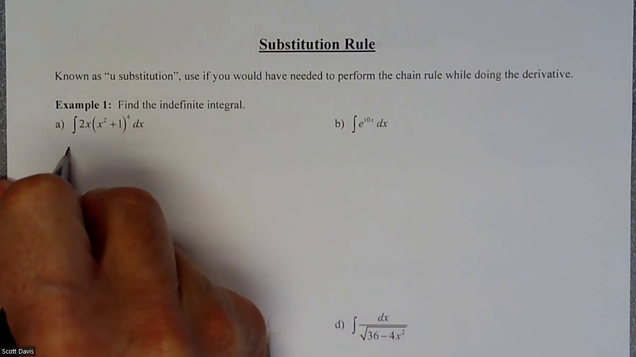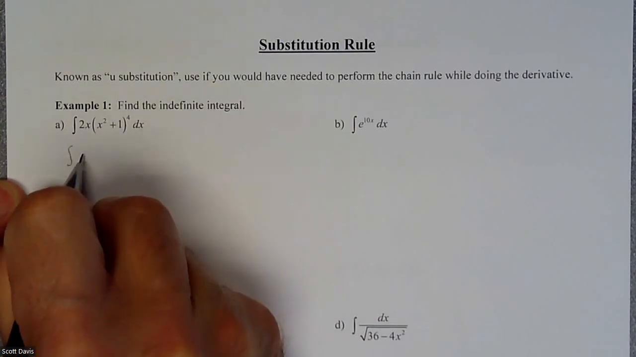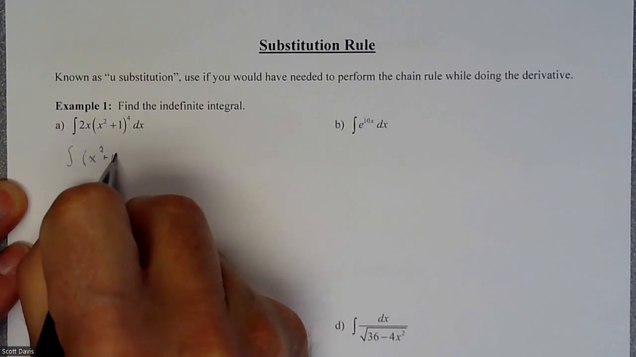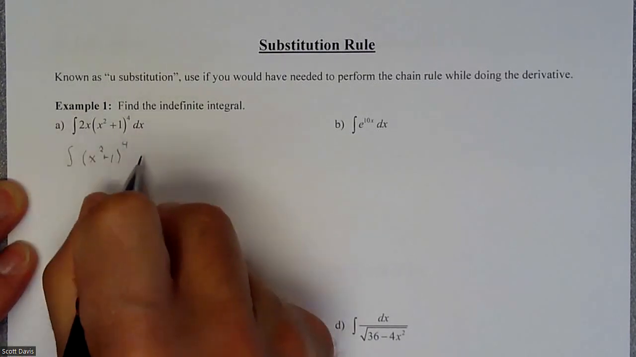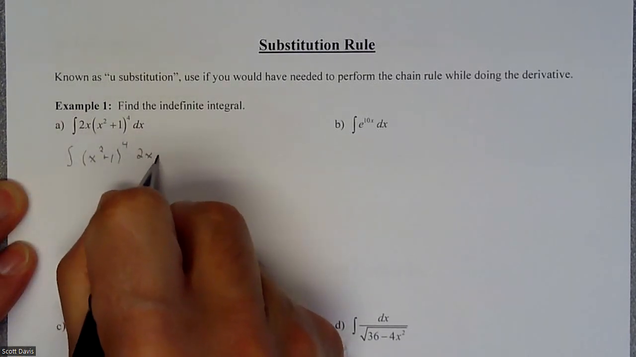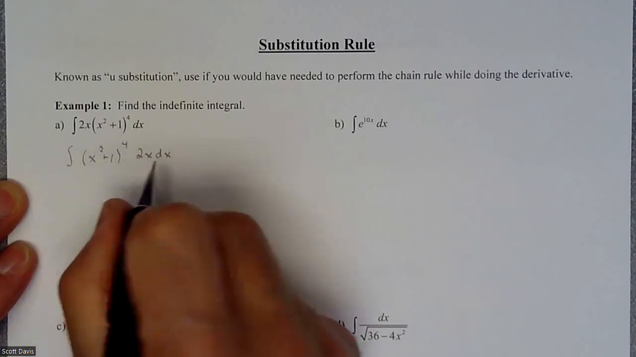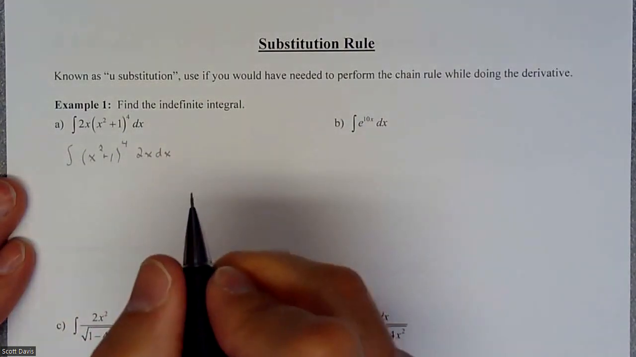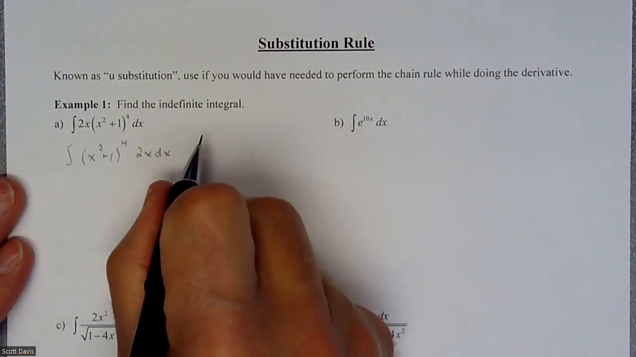The first thing that I'm going to do is rewrite this. I'm going to take this x squared plus 1 to the 4th, and I'm going to clump the 2x connected to the dx. It's all multiplication, so I can rearrange it wherever I want. What I want to do is figure out which one of these should be the u, and then I'm going to take the derivative of it.